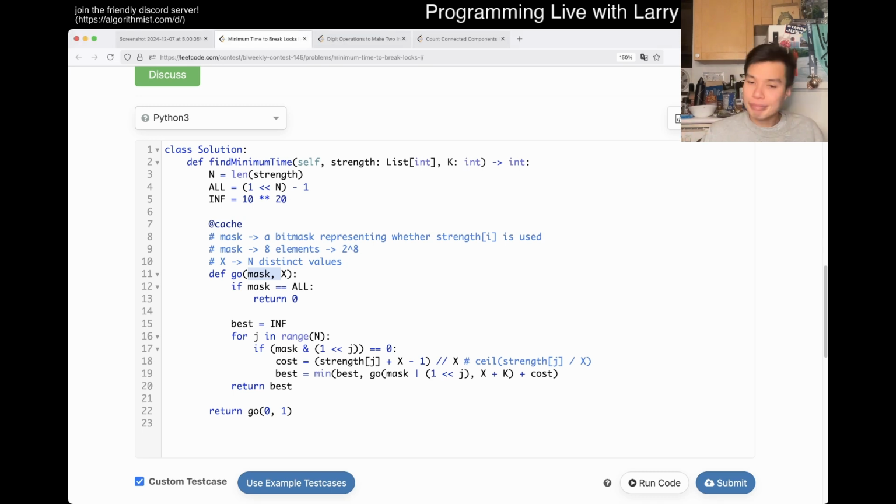But yeah, that is all I have for this one. Let me know what you think.